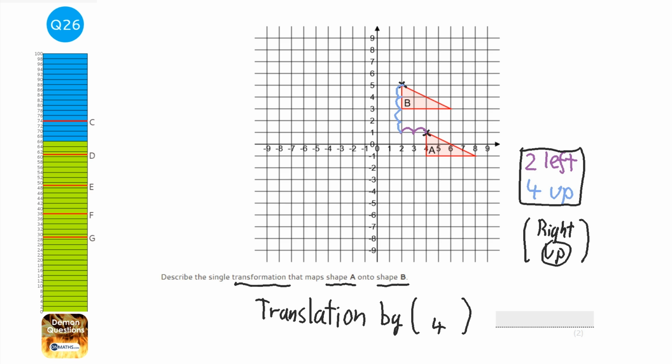Now, here's a problem. This is how far right it's gone, but it's gone 2 left. Well, we just simply put -2 right. Now, be careful. Don't ever put a fraction line between the -2 and 4. It's not a fraction, okay? So don't ever put the fraction line in.